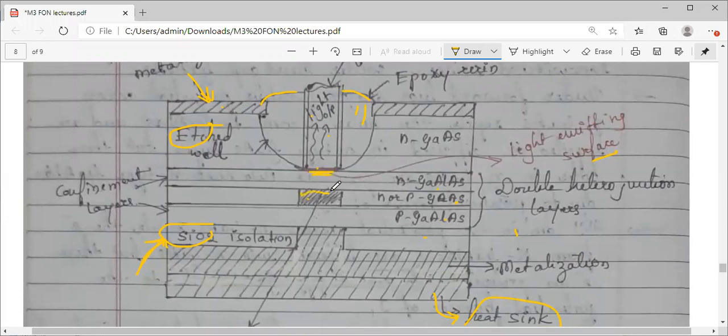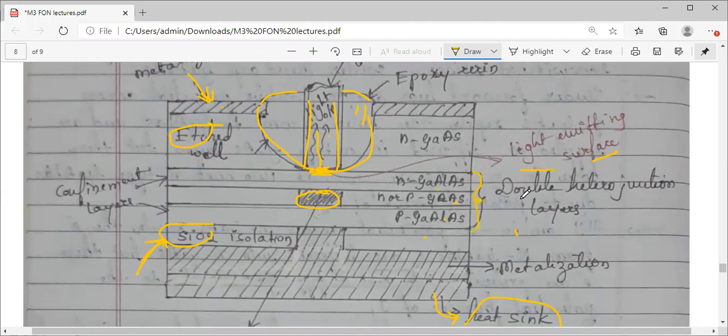Just because of this etching, the active layer and the light emitting surface, what will happen? The face will be exposed and you can get this into the optical fiber. You can couple this power into the optical fiber. This is the structural details.